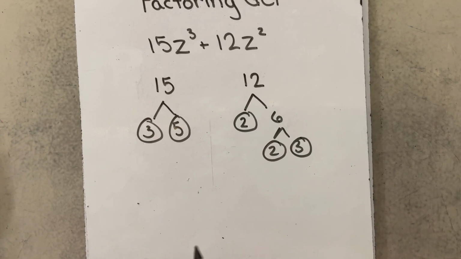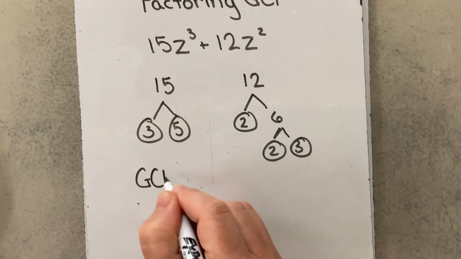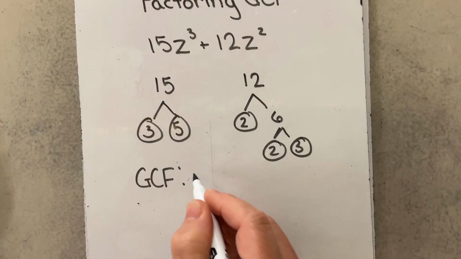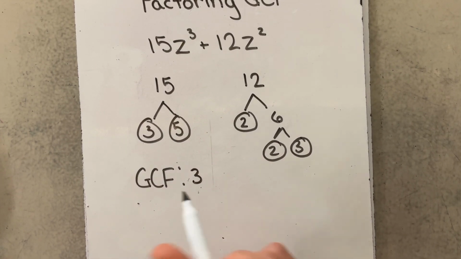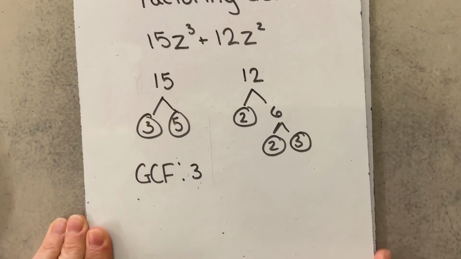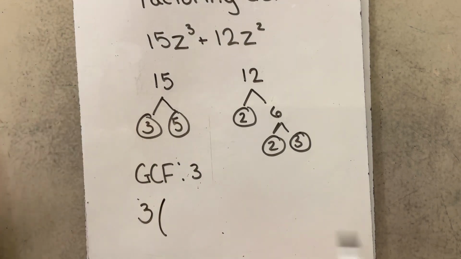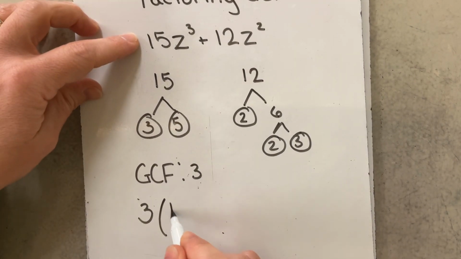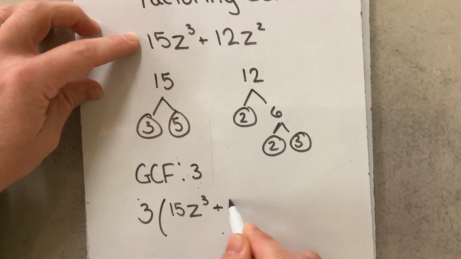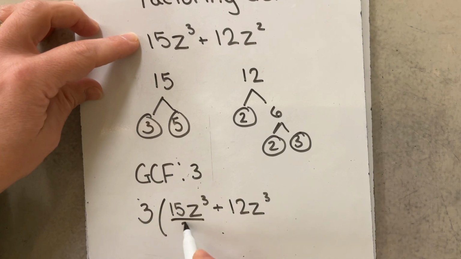Now, to find the greatest common factor, you have to find the one they both agree on. So what do these agree on? Well, they both have a 3. That is the only thing they agree on, so the 3 is their greatest common factor. Now, when you factor, you're going to put the 3 on the outside, your greatest common factor, and we're going to look at the 15z cubed plus the 12z cubed. Now we're going to divide each of those by your GCF.